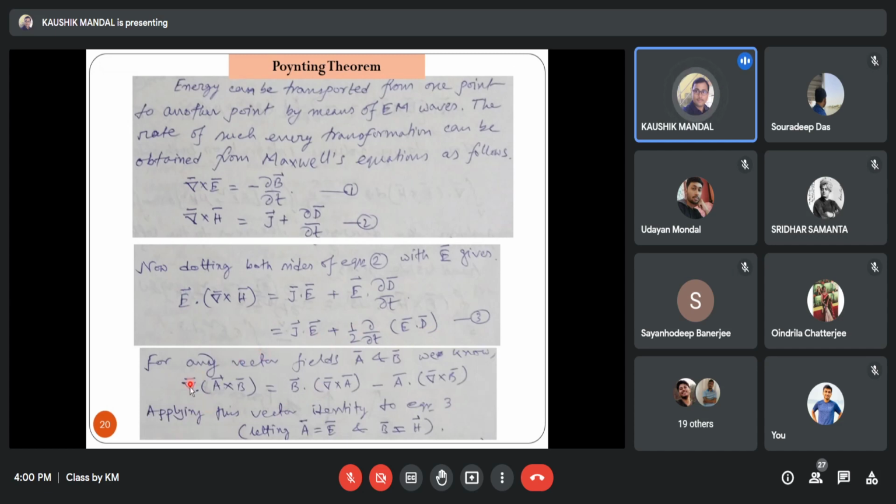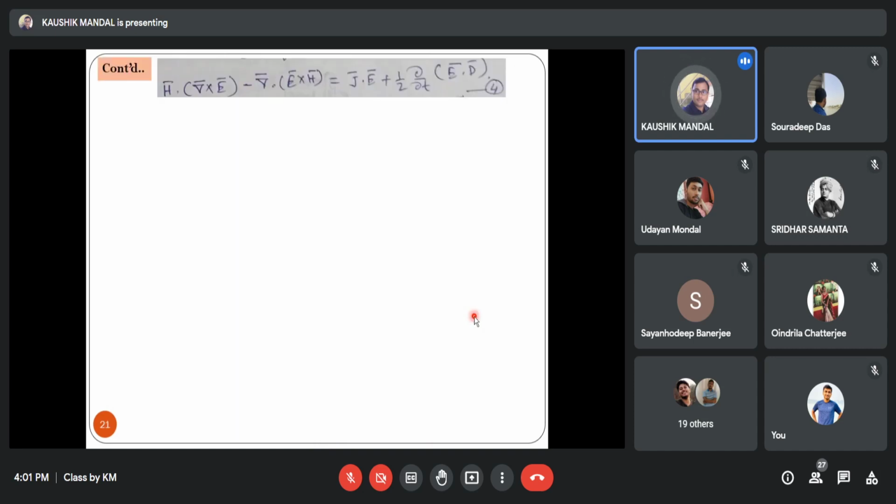Now we have to use this vector identity, that is divergence of A cross B equals this one. In this equation, if we consider A equal to electric field E and B equal to magnetic field H, then equation number 3 can be rewritten in this particular form, equation number 4: H dot curl E minus divergence of E cross H equals J dot E plus half of del del t of E dot D.